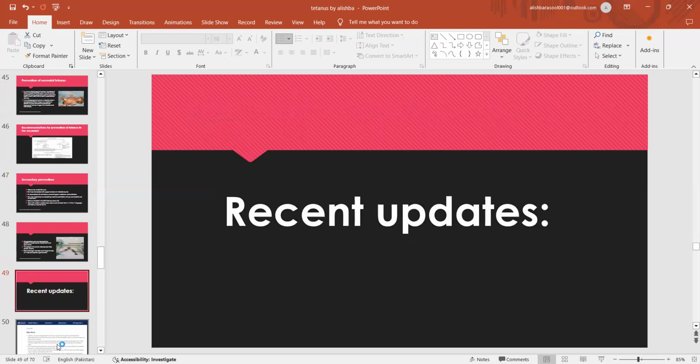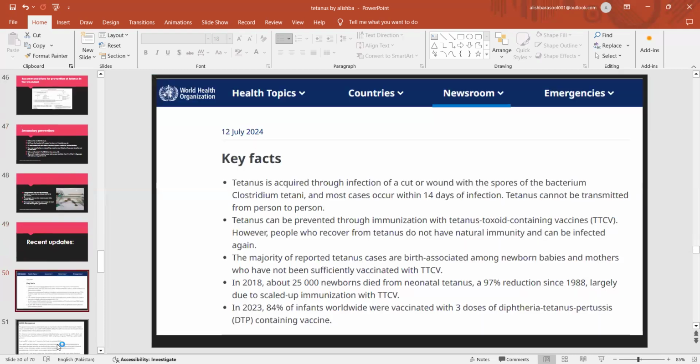Now it's time for the recent updates. Key facts: tetanus is acquired through infection of a cut or wound with spores of the bacterium. The majority of reported tetanus cases are birth associated, among newborn babies and mothers who have not been sufficiently vaccinated with the tetanus toxoid conjugate vaccine. In 2018, about 25,000 newborns died from neonatal tetanus, a 97% reduction since 1988, largely due to scaled up immunization with TTCV. In 2023, 84% of infants worldwide were vaccinated with 3 doses of diphtheria, tetanus, pertussis containing vaccine.